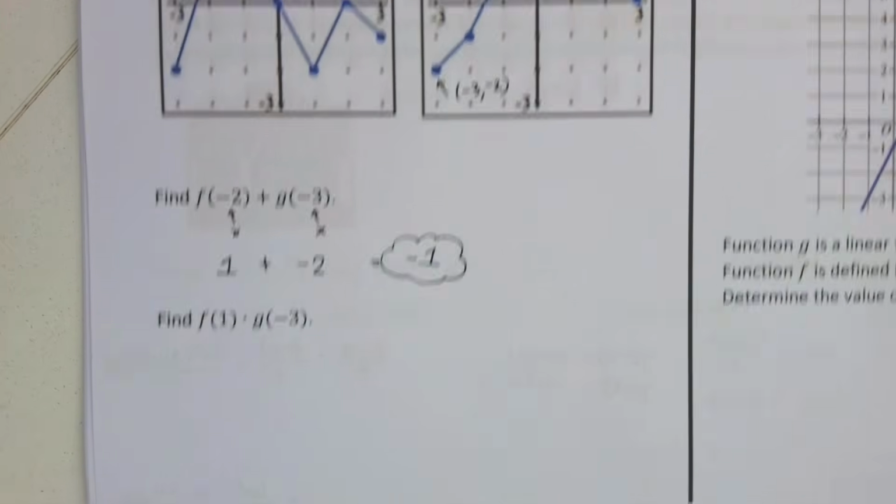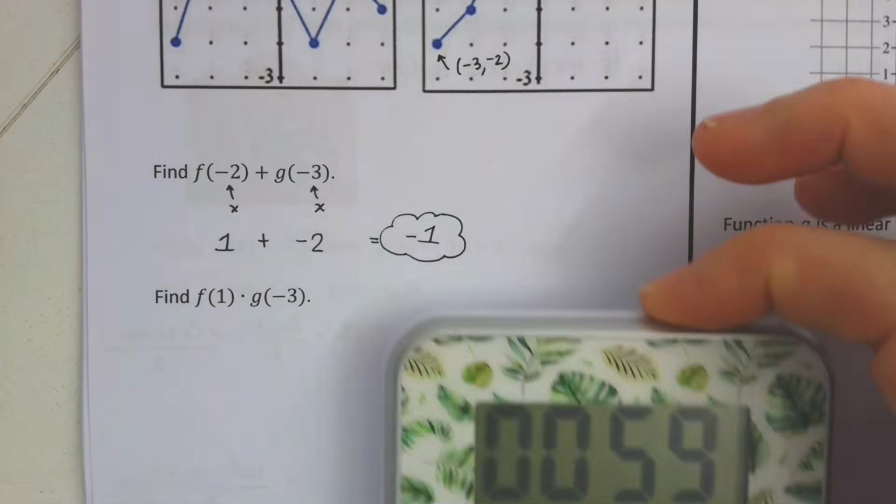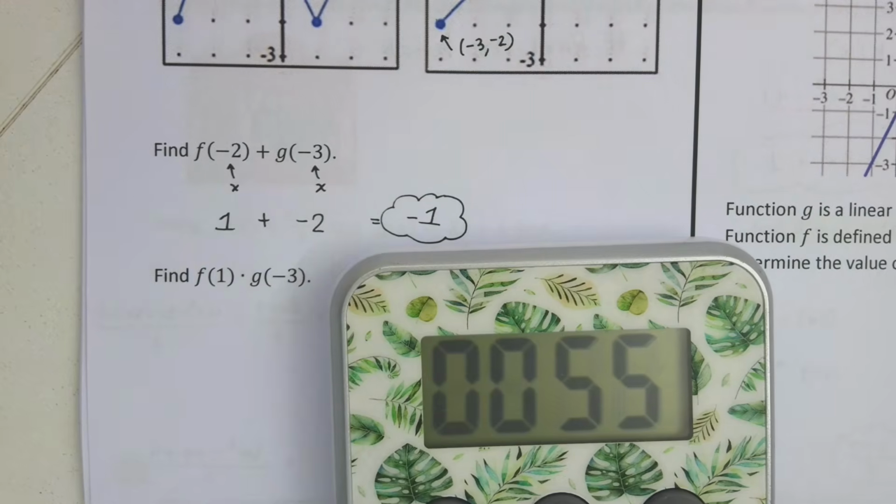All right, next one is multiplying. Just be aware of that. F of 1 times g of -3. I'm going to give you about a minute, and then we'll do an ink pair share and share with a friend. 1 minute, and then share with a friend. F of 1 times g of -3.